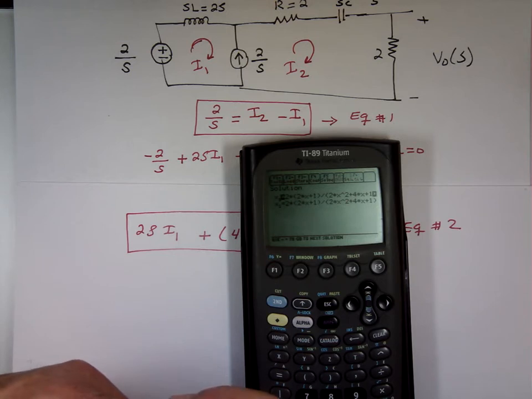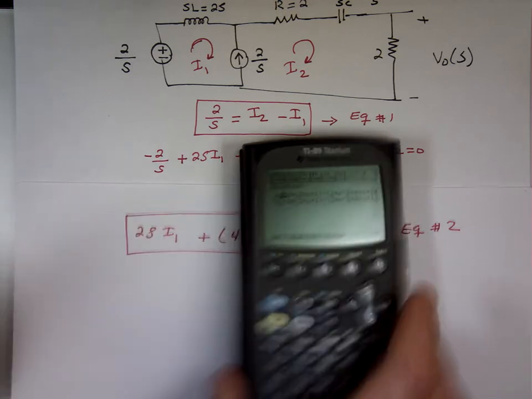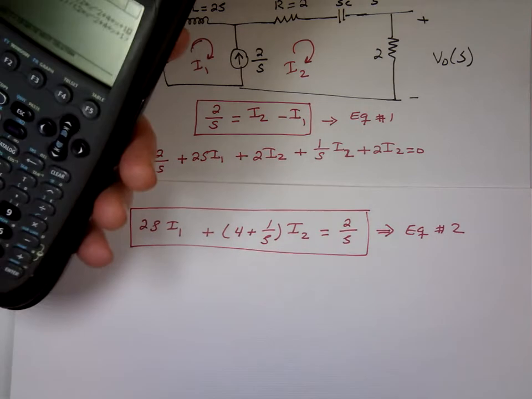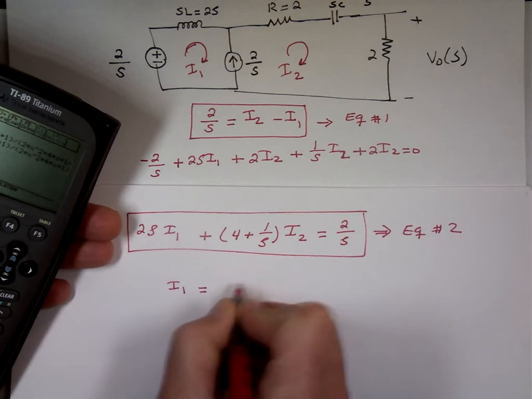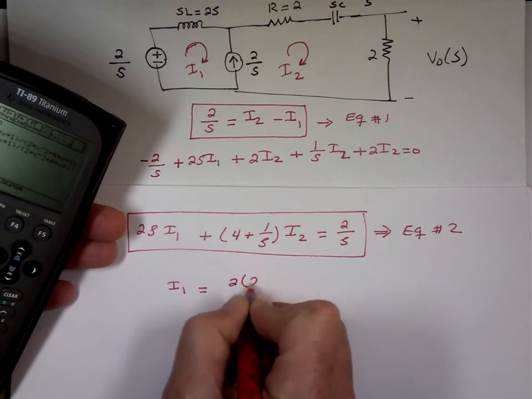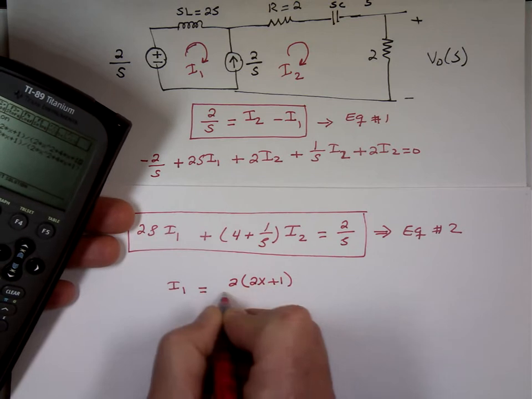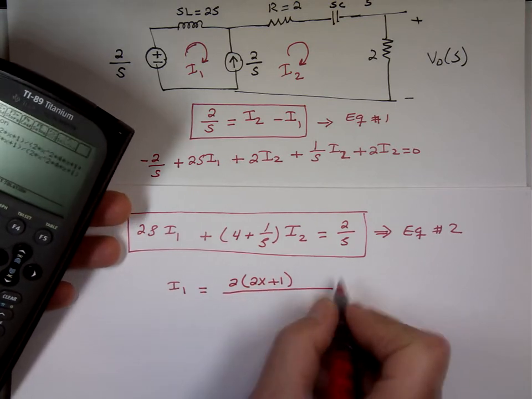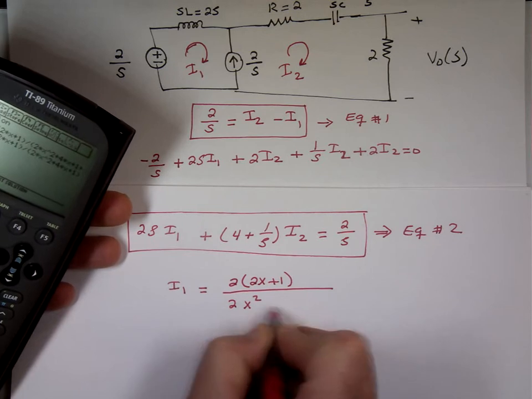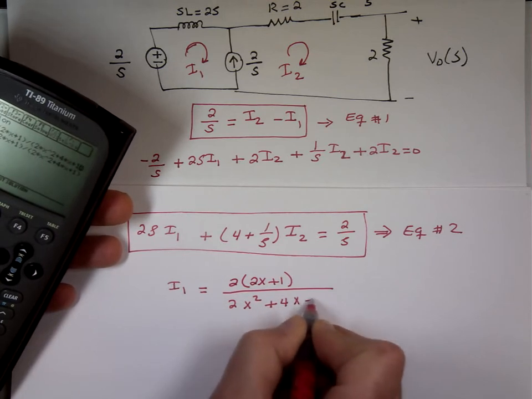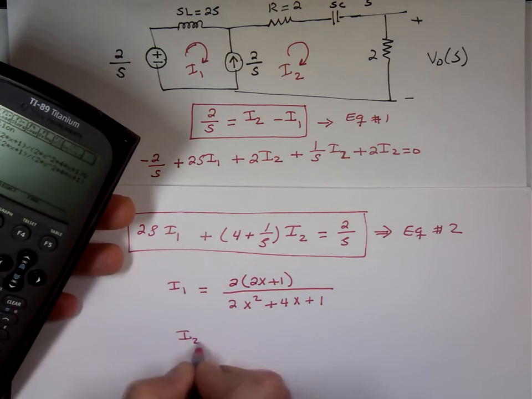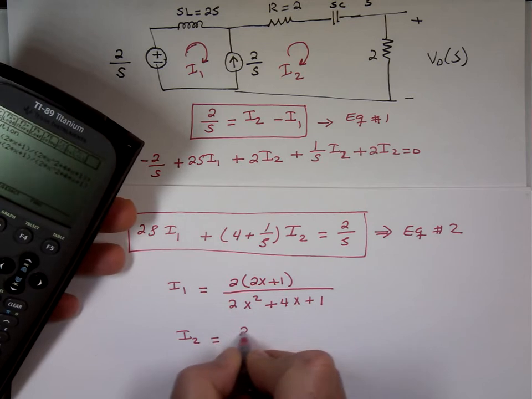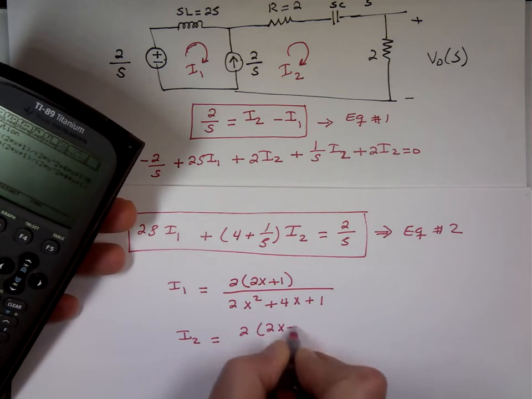Wow, it's factored and everything. Yesterday it was all factored out even on the bottom too. Well, I might have to clean that up a little bit. So here's what we found: I sub 1 equals 2 times 2x plus 1 over 2x squared plus 4x plus 1. I sub 2 is the same, times 2x plus 1.